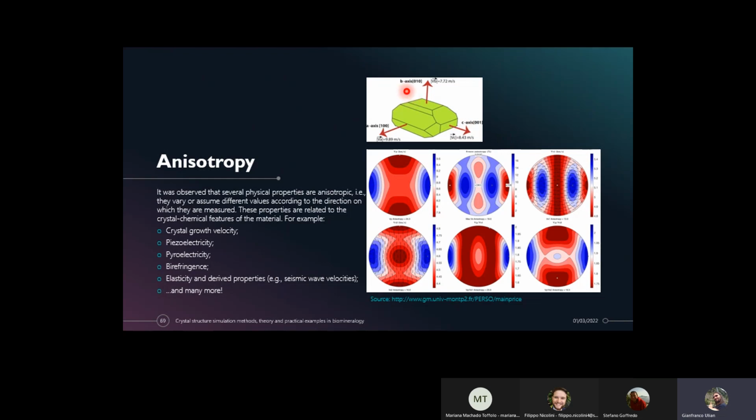It depends on how you elastically compress a mineral, and the other derived properties such as the velocity of seismic waves inside the material. This is important for geology, but not only for this, because the elastic properties of crystals are measured by measuring the seismic wave velocities inside a crystal. So you can, by reverse engineering, obtain the elastic properties of specific crystals. And many others. Do you have any questions?